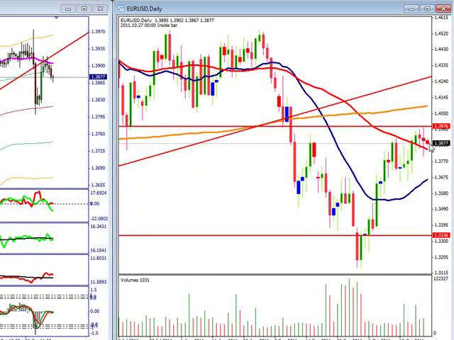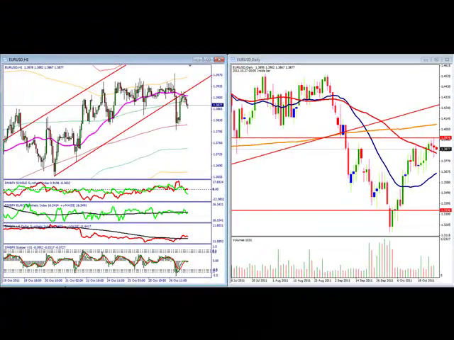We're also putting in sort of an inside bar right now. We have the resistance at 1.39. We'll see if we'll have the support put in. And right now we're kind of hanging out neutral on our indicator.